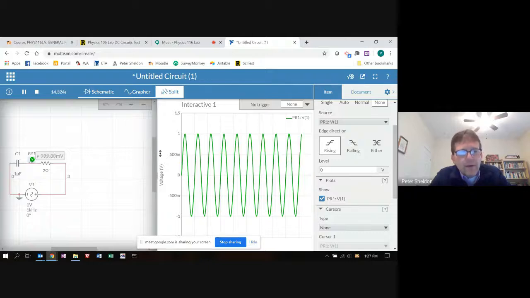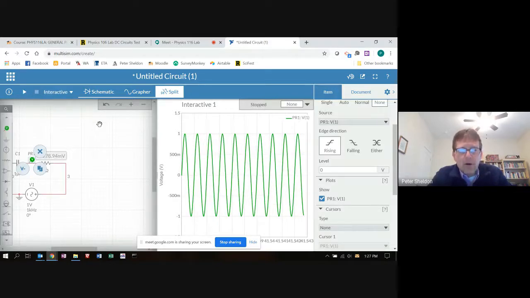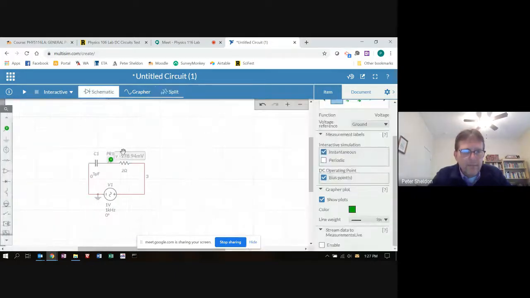The voltage from the power supply is the same as the voltage across the capacitor because the capacitor is reacting fast enough. It's charging and discharging at the same rate that the power supply is sending out a charge and discharge signal. But the whole point of the second part of the lab is that if the capacitor cannot keep up, let me go back to my schematic.